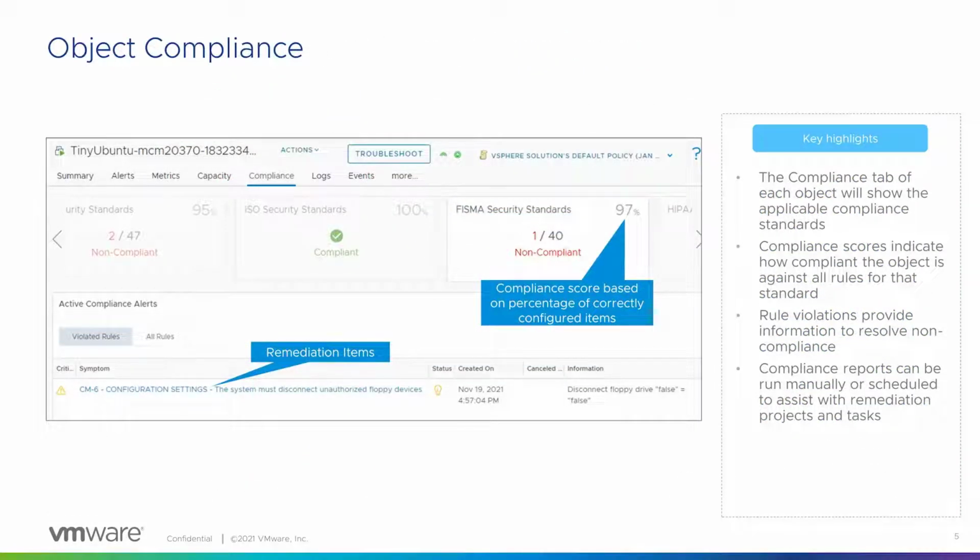Compliance can also be viewed at the object level. By selecting the Compliance tab at the top, you can evaluate the object's standing compared to the applicable compliance templates. Compliance scores are a percentage of how compliant the object is compared to the total number of compliance rules that it's being evaluated against. And violations can easily be viewed as a checklist to help resolve compliance issues. vRealize Operations can also generate scheduled or one-off reports to help with compliance remediation projects.